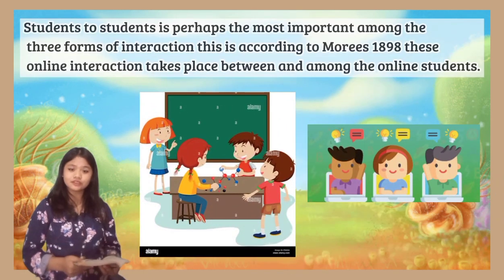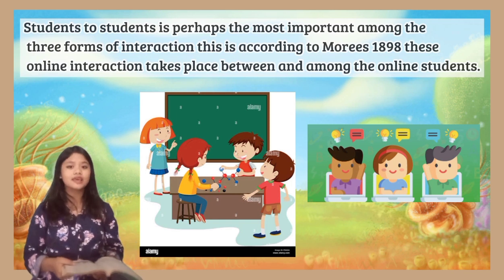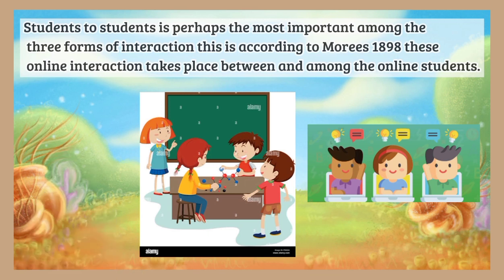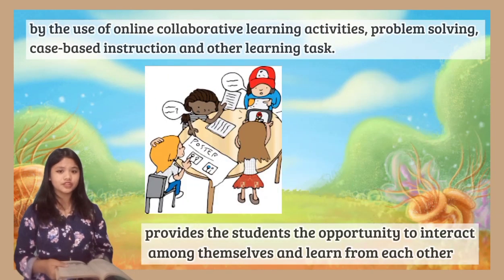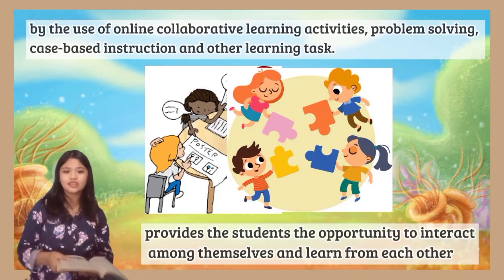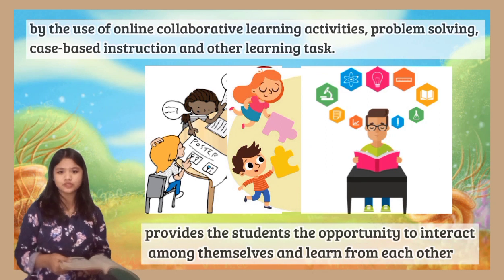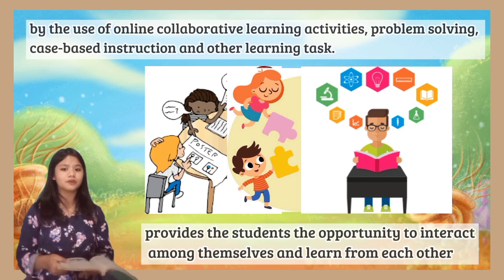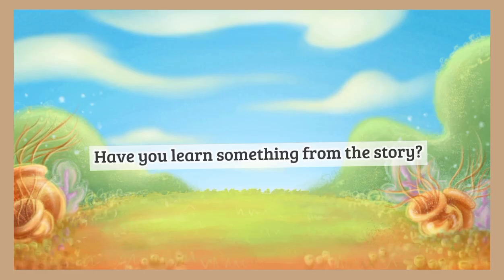Student to student interaction is perhaps the most important of the three forms of interaction. This is according to Murray, 1898. This online interaction takes place between and among the online students. Online collaborative learning activities, problem solving, case-based instruction, and other learning tasks provide the students the opportunity to interact among themselves and learn from each other.